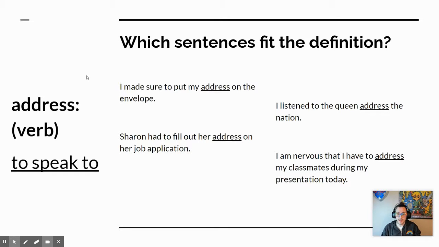I made sure to put my address on the envelope. I listened to the Queen address the nation. Sharon had to fill out her address on her job application. You can kind of hear that, I even used it differently there. I'm nervous that I have to address my classmates during my presentation today.